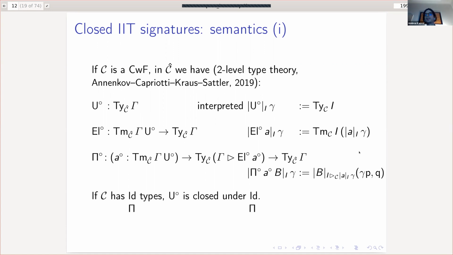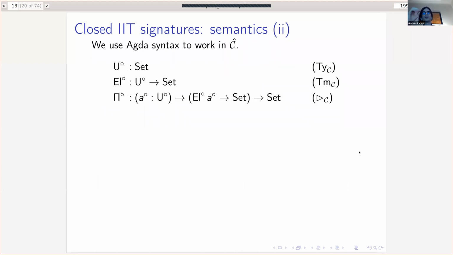And also if C has identity types, then this U universe is really closed under identity, similarly for pi types and other type formers. So now, from pre-sheaf explicit CWF combinators, what I will do, in the Orton and Pitts style, is use Agda's syntax for convenience to work in C hat.